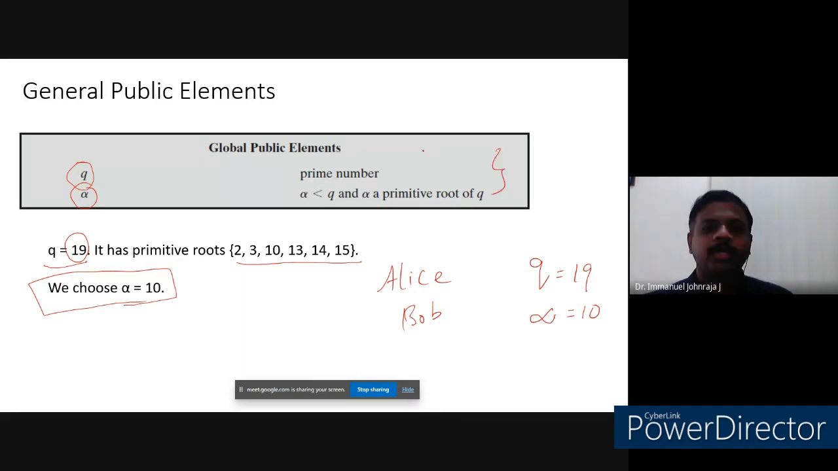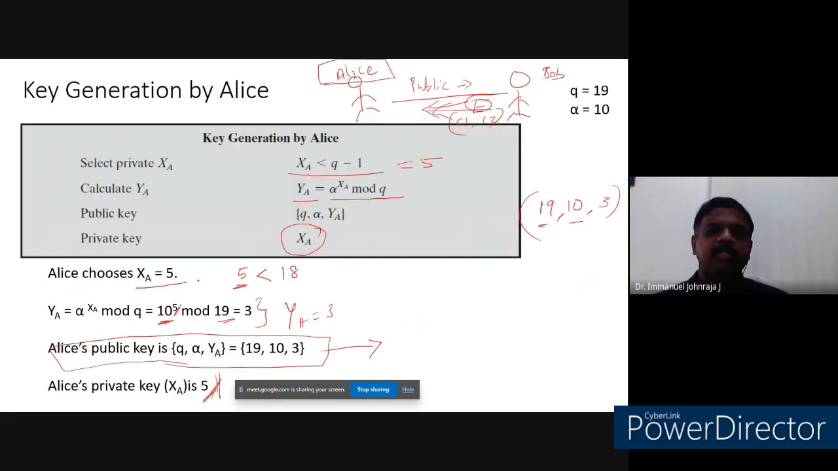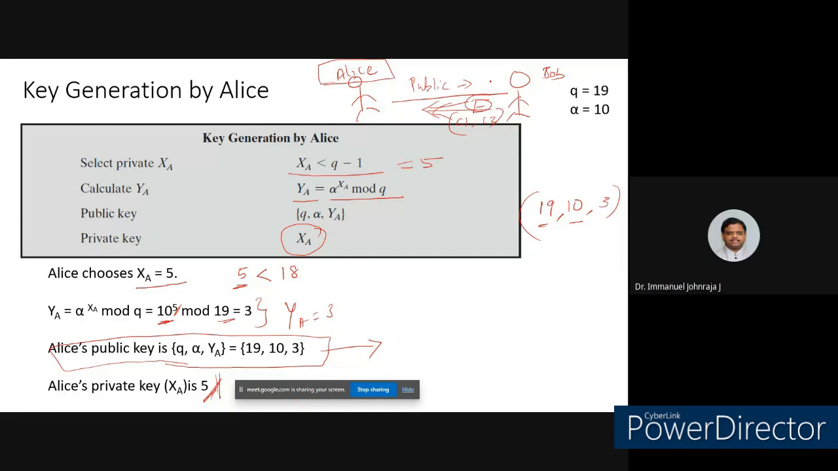I'm just going to quickly recall what we have learned so far. The global public elements are two values, q and alpha. q is the prime number, alpha is the primitive root of q, and it should be less than q. In our example, we have chosen 19 and the primitive root of 19, alpha, as 10. Then comes key generation by Alice. The same thing you can develop for Bob also. He exchanges the public key, then he has the private key and is able to decrypt. This is how the public key cryptosystem functions.